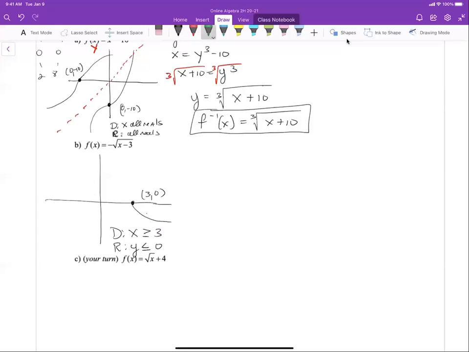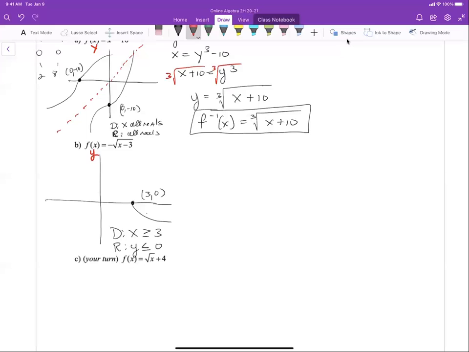Now, does it pass my horizontal line test? That was one of the things that we needed to check. And sure enough, it does. I don't cross that graph more than once if I have a horizontal line. So it does have an inverse function. So I'm going to solve for that inverse function by switching the y's and the x's.